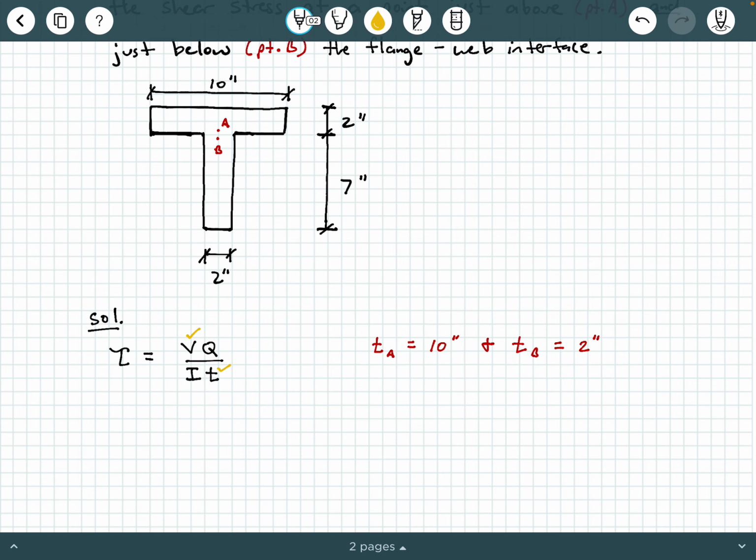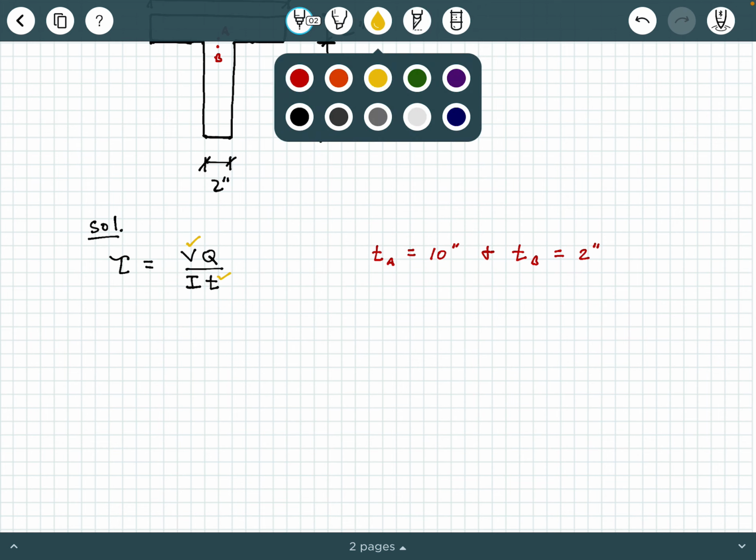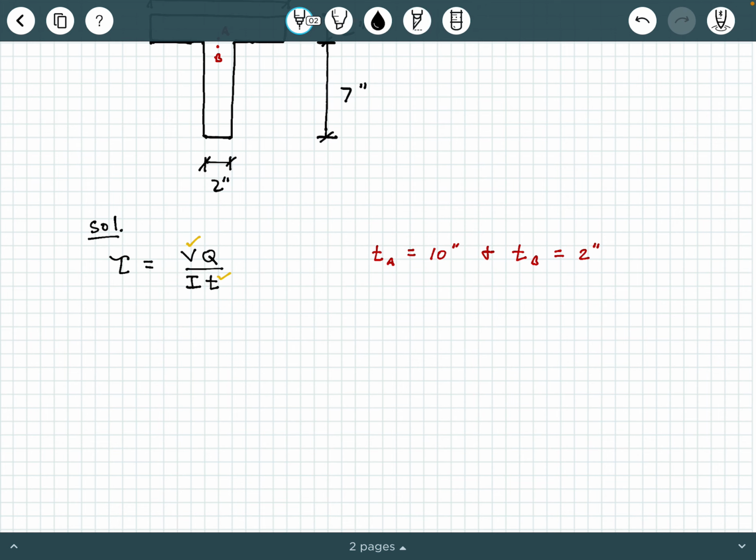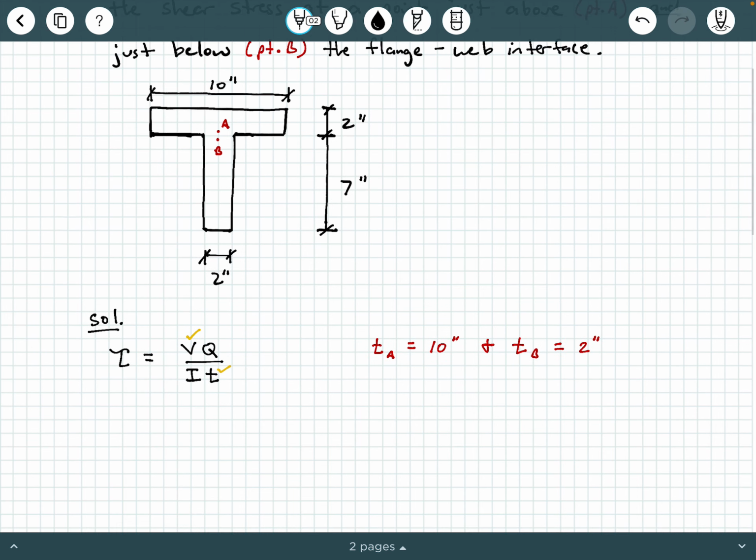Now, the real work that we're going to have to explore is how do we calculate Q and how do we calculate I, all right? In either case, we're going to first need to get the location of the centroid y bar, okay? So I'm going to use my original figure to help me out here. I'm going to call this bottom surface the datum, okay? This bottom thing down here is going to be the datum.